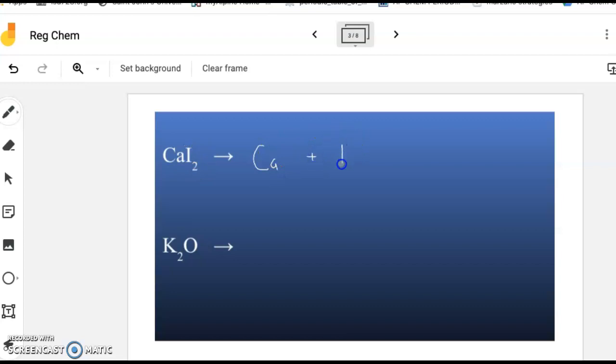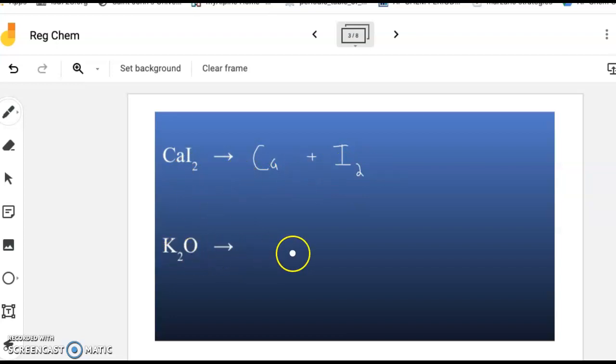Now iodine is one of the diatomics, so we just need the subscript 2. If it's a diatomic, we need the subscript 2. If not, we just leave it with 1. All right. So write out the elements, and then we balance it at the end. In this case, it's already balanced.